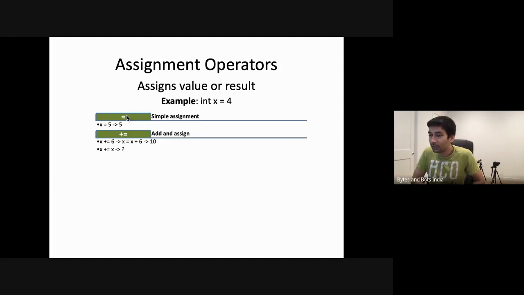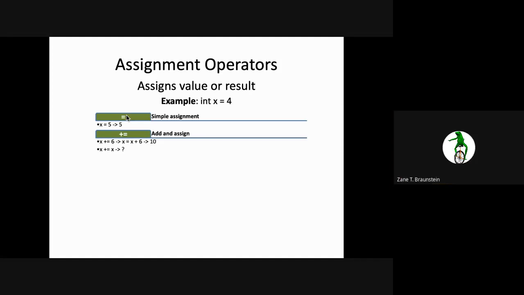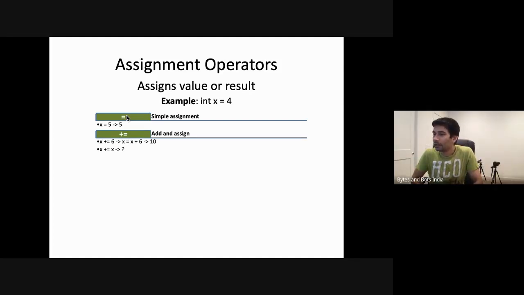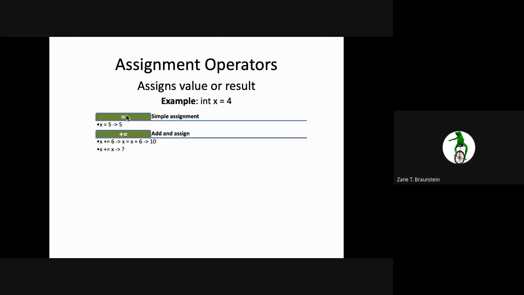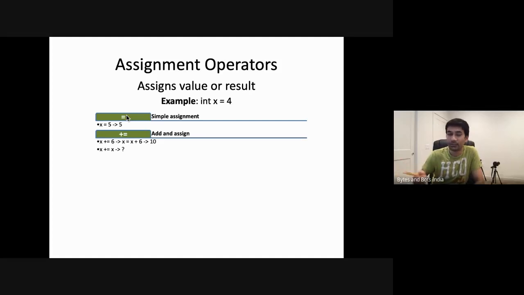Zain, do you want to guess what is the result of x plus equal to x here? Wait, so is x equal to 5 originally? X equal to 4. So for every case, let's say x equal to 4. Well, then it would just be 8. That's right. So what he did is it's equivalent to writing x equal to x plus x, which is 4 plus 4 makes it 8.